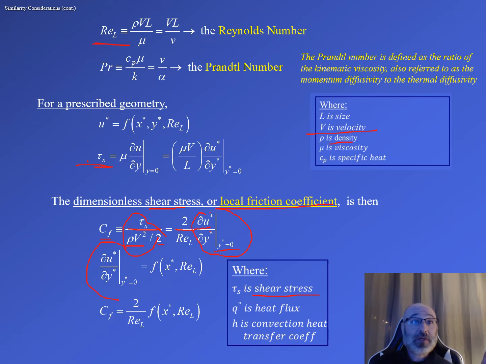Well, this is going to be equal to a function of our dimensionless x star right here and our Reynolds number right there, and our C sub f can reduce down to, when we plug in this relationship here up above, C sub f equal to 2 over our Reynolds number times the function now here of our x star and our Reynolds number.